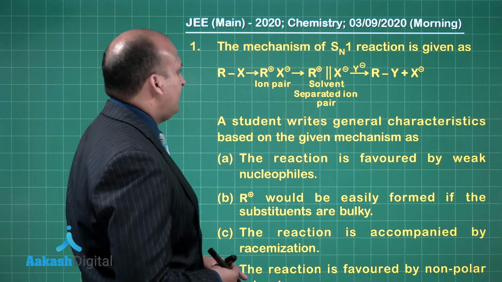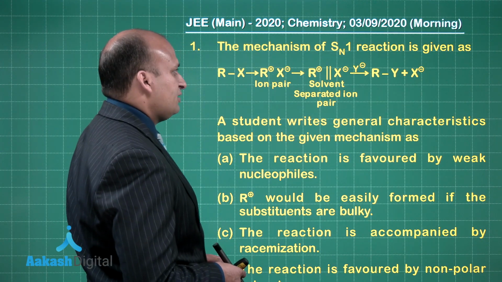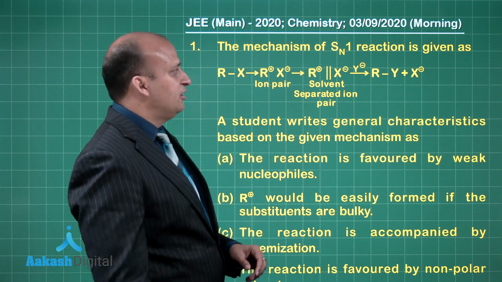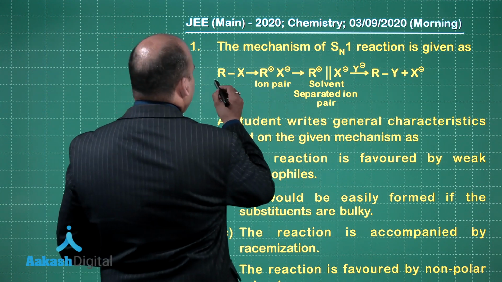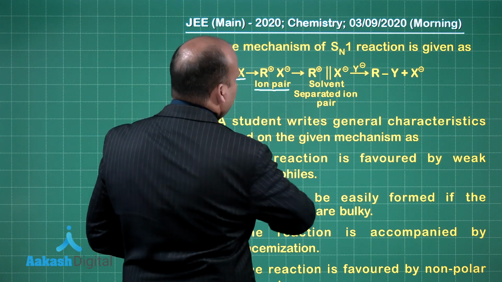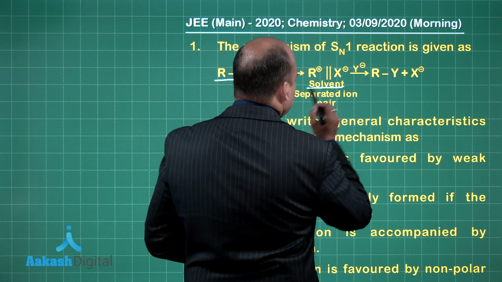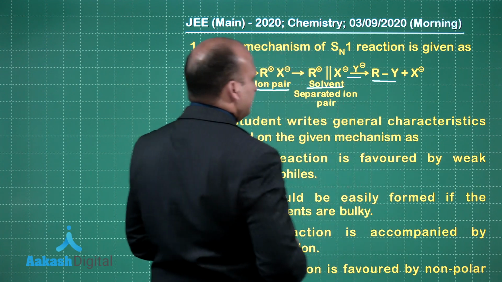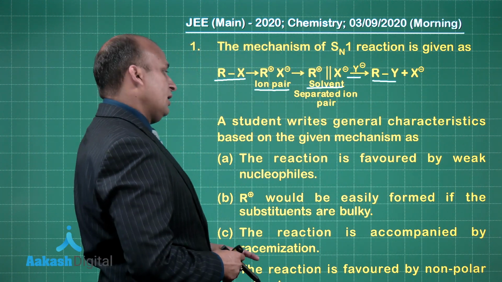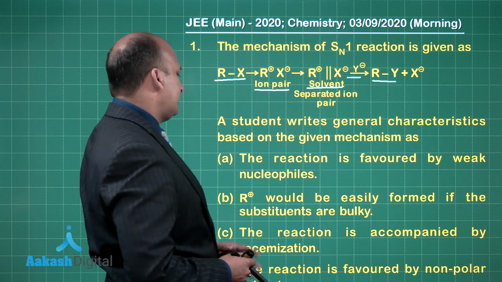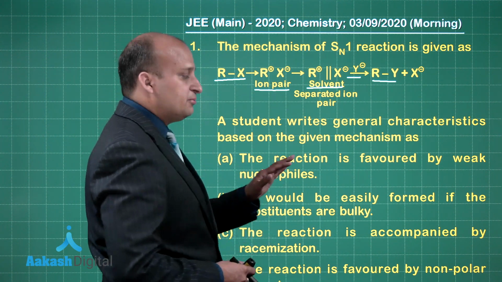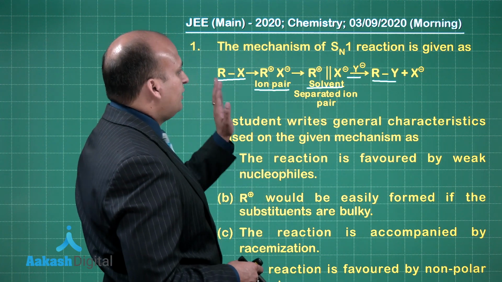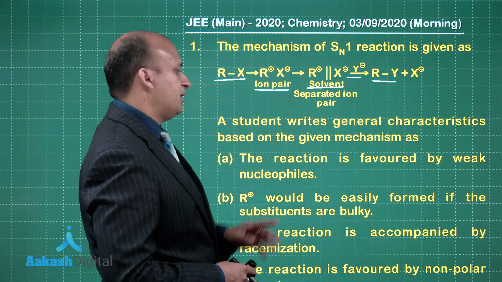Question number 1, it says the mechanism of SN1 reaction is given as. So need not worry about it, they have given the mechanism, okay. So they are saying that this alkyl halide is converting into this ion pair, then the solvent is separating them out, here comes the nucleophile and the substitution has taken place, right. Now a student writes general characteristics based on the given mechanism as. So he just wants to ask you which all points are correct regarding this particular mechanism.